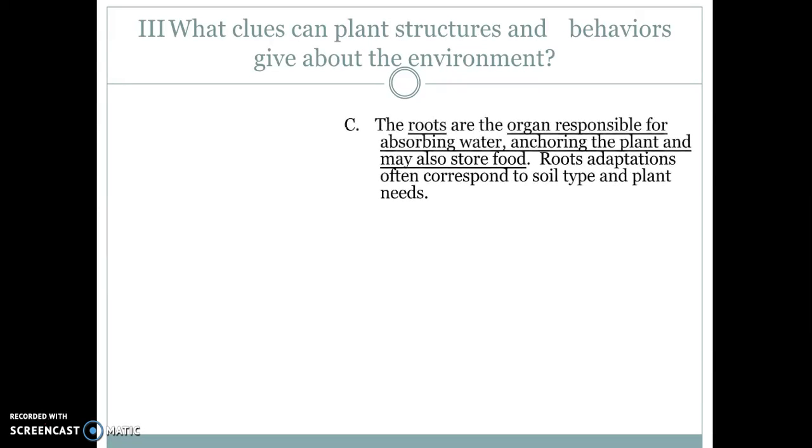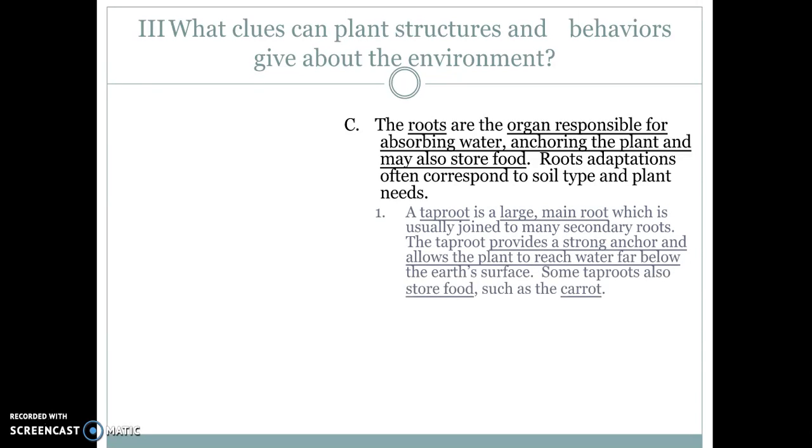All right, roots are very important for plants because these are the organs responsible for absorbing water, anchoring the plant, and they can also store food. Root adaptations often correspond to the soil types of a particular area and the needs of that particular plant.